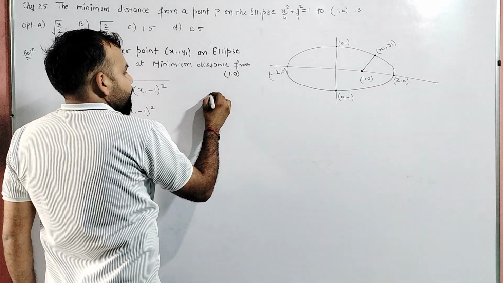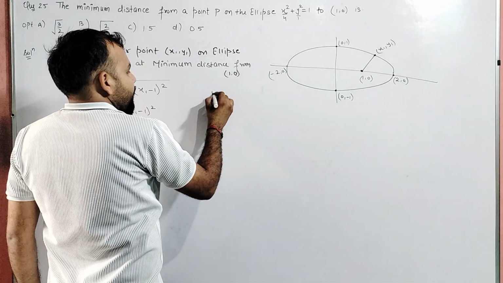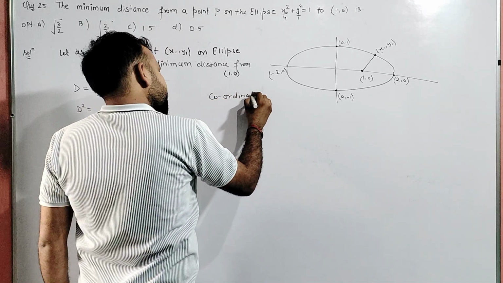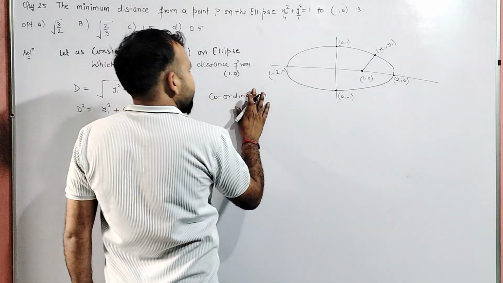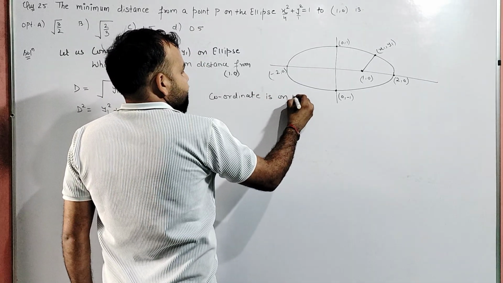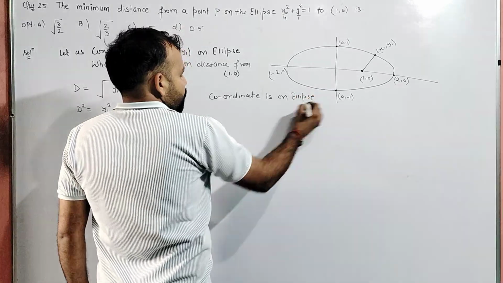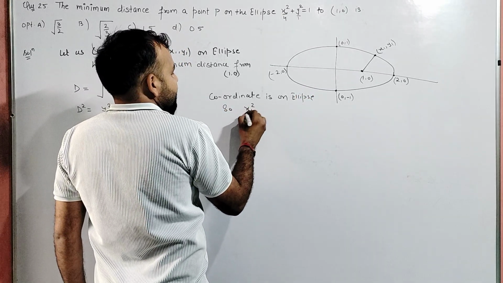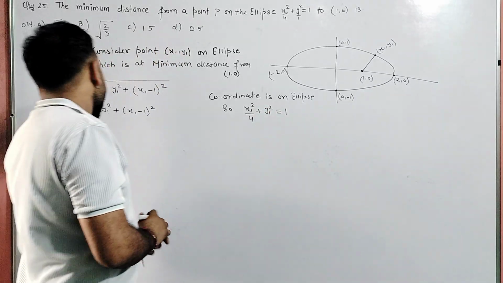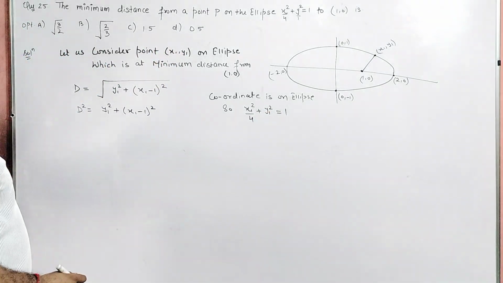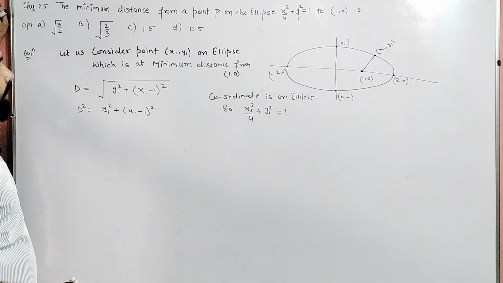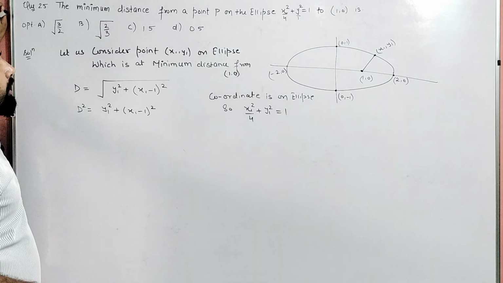so the coordinate is on the ellipse, so it satisfies x1 square by 4 plus y1 square equal 1. Okay, and we need to find the value of x1 and y1, and then we can easily find the minimum distance.